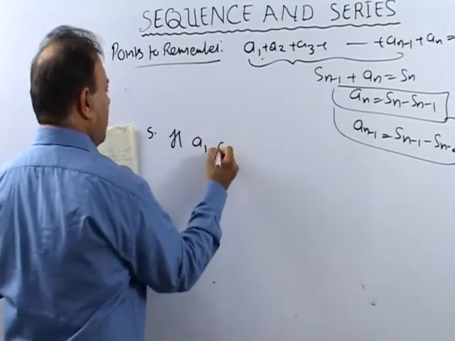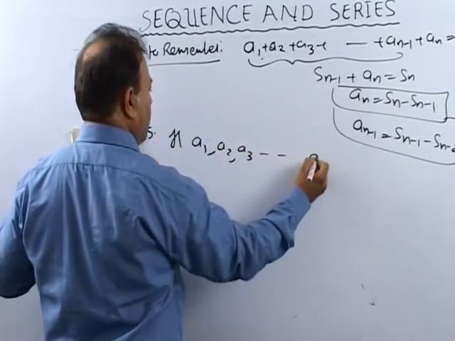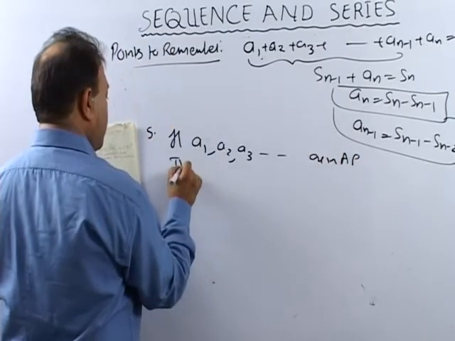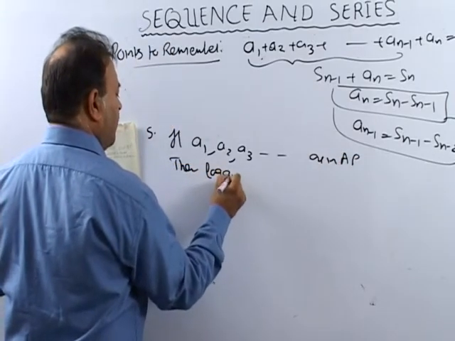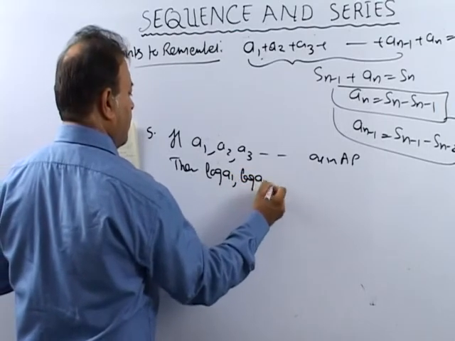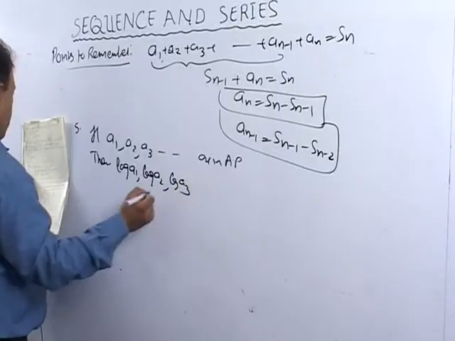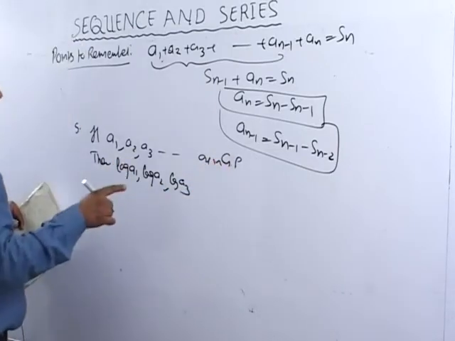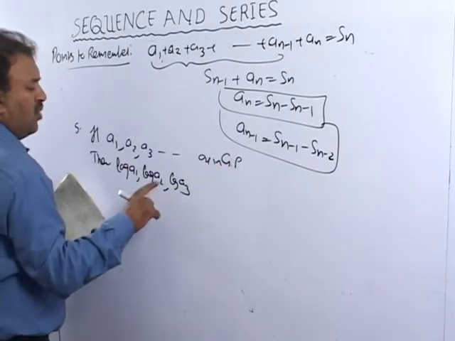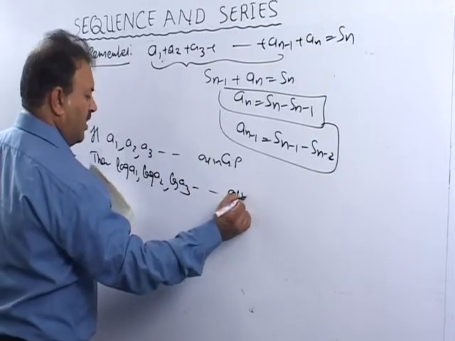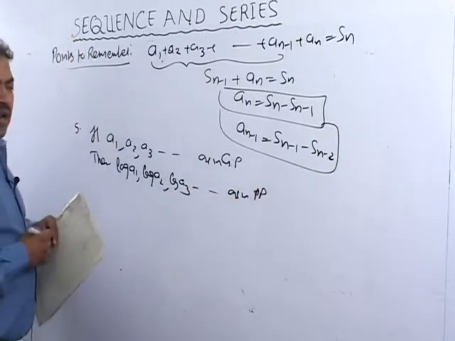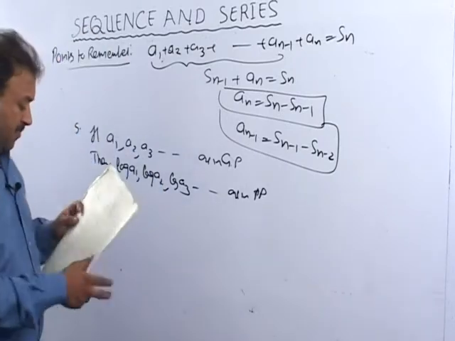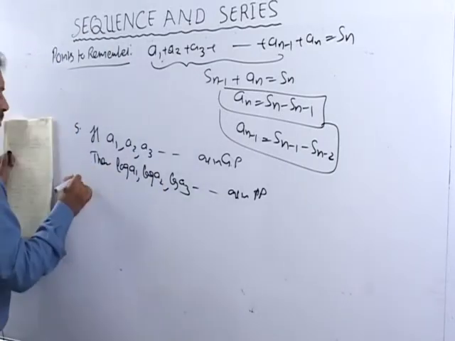If A1, A2, A3 are in AP, then log of A1, log of A2, log of A3. Sorry, I have written AP, it should be GP. If A1, A2, A3 are in GP, then log A1, log A2, log A3 are in AP. If we take the log, the resulting sequence will become an AP. The next point is point number 6.